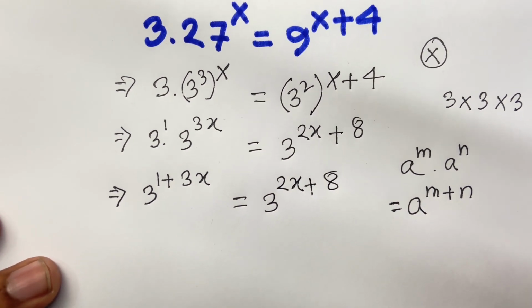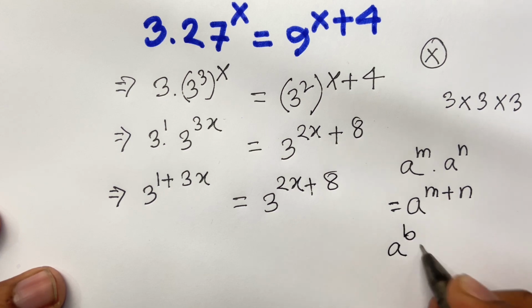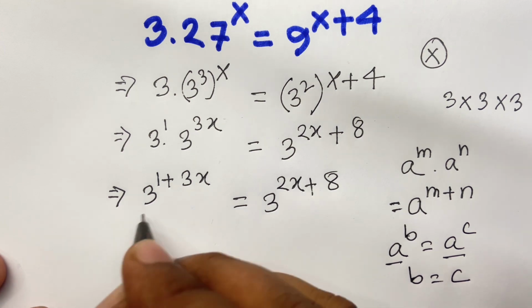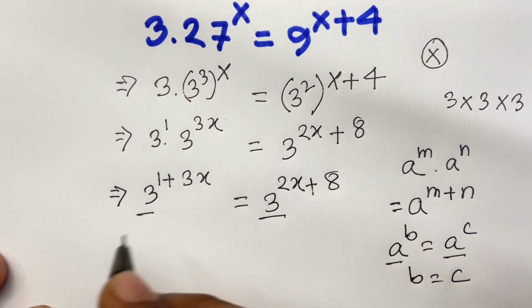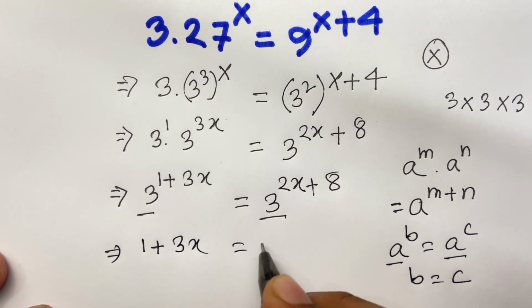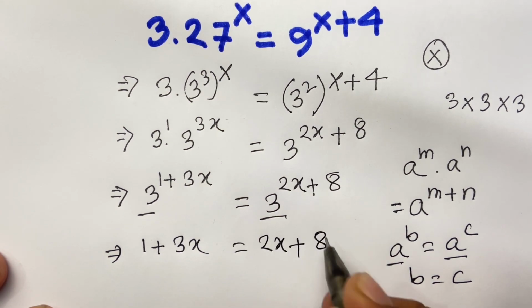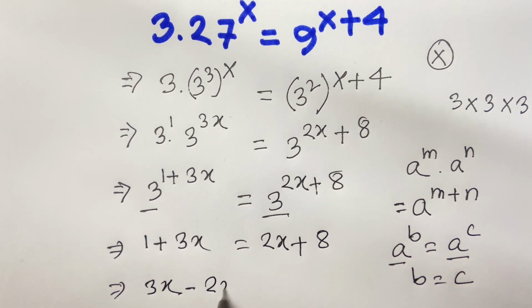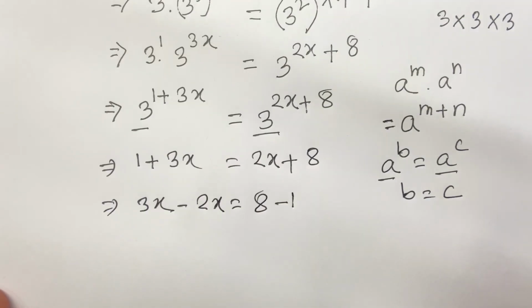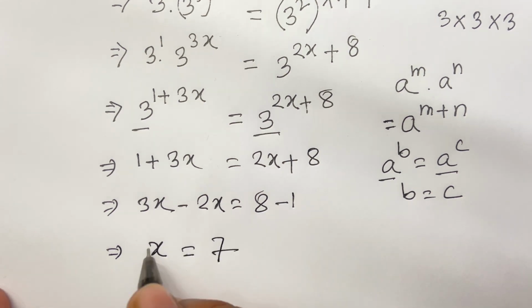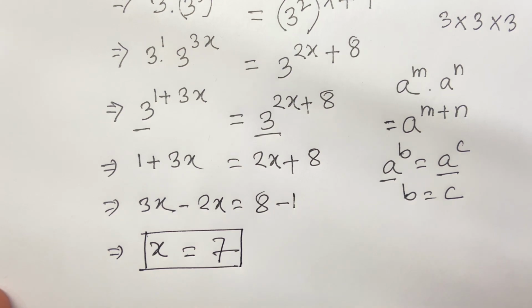Now again we know that if a to the power b equal to a to the power c, here is b equal to c. This time I can say here is base is same, so these exponents are equal. So 1 plus 3x equal to 2x plus 8. Now here is 3x minus 2x equal to 8 minus 1. Now I can say 3x minus 2x equal to x and 8 minus 1 equal to 7. This is my answer.